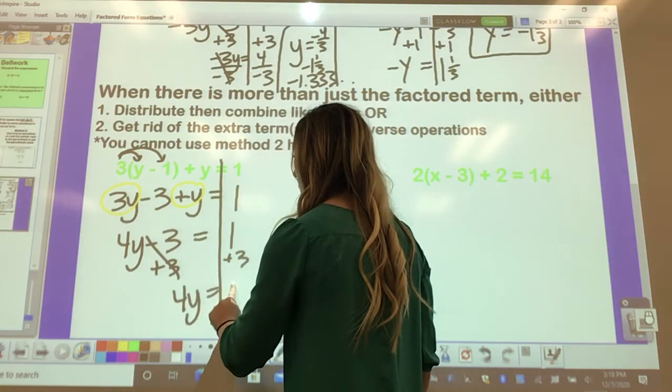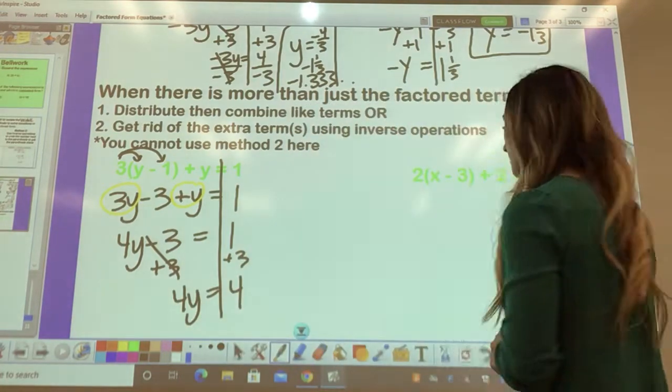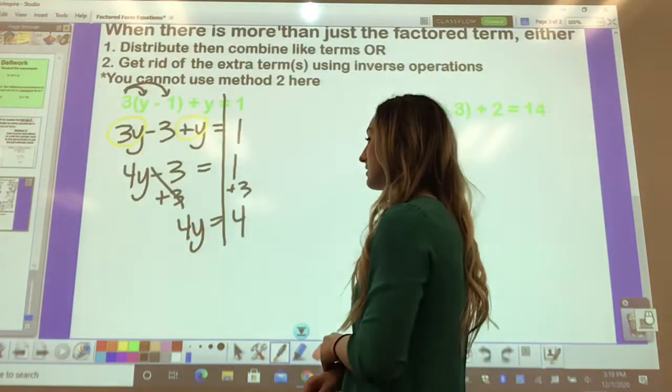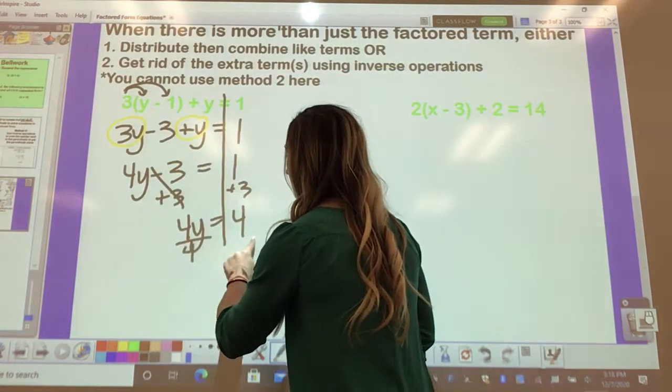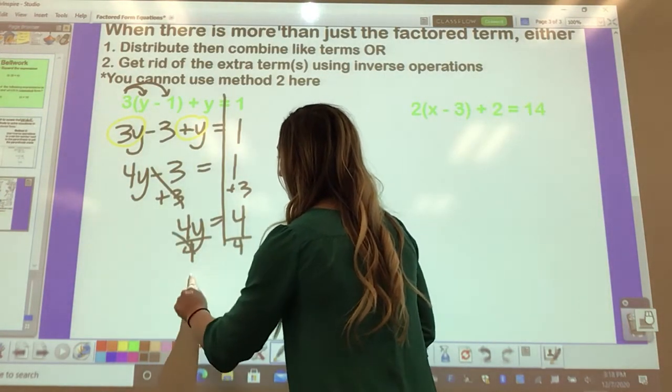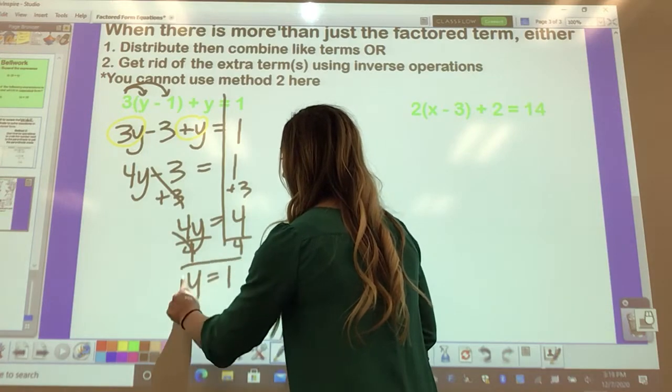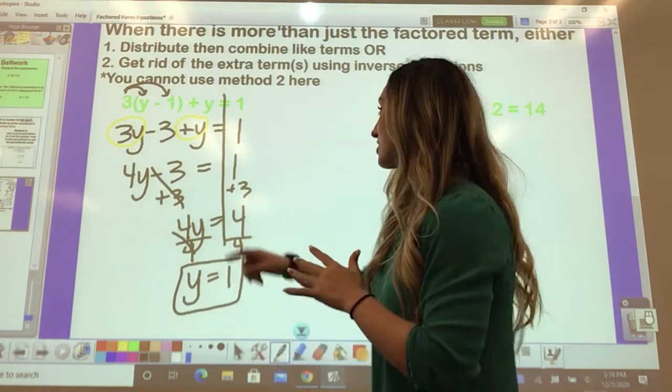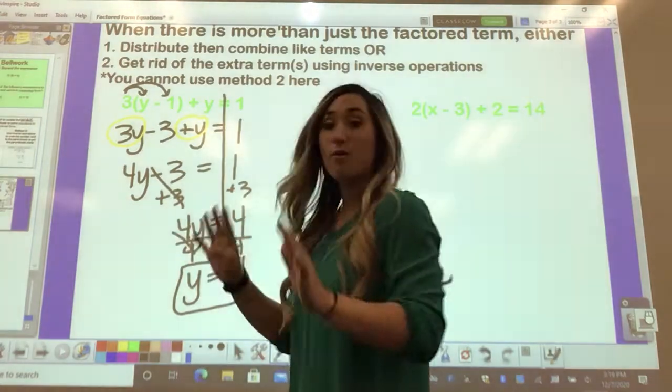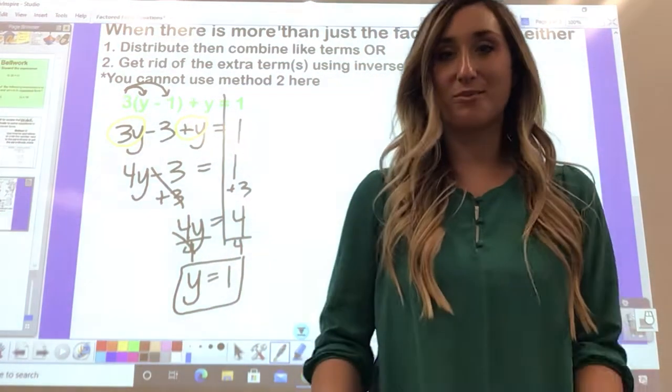4y equals 4. And lastly, divide both sides by 4 to give you y equals 1. Phew, so that was actually a 1, 2, 3, 4-step equation, but hopefully it wasn't too scary.